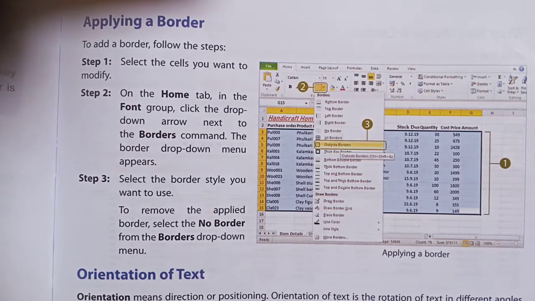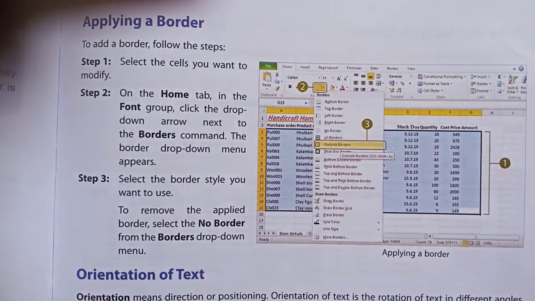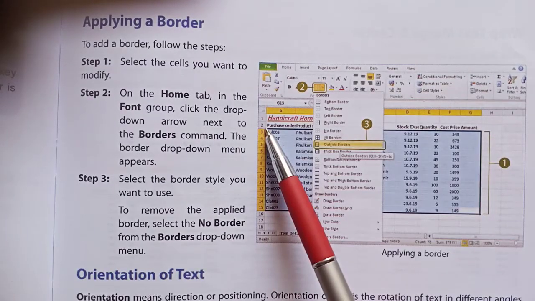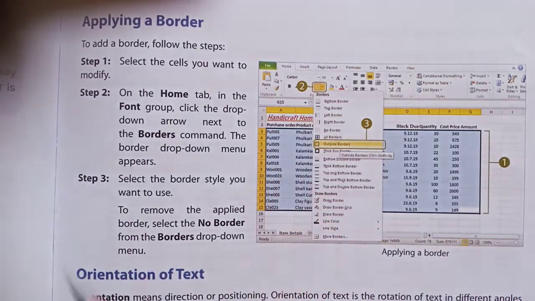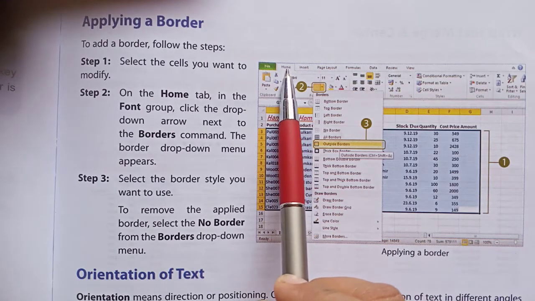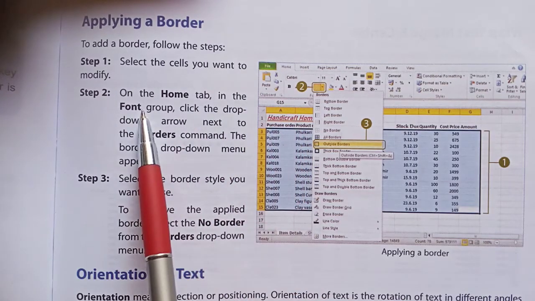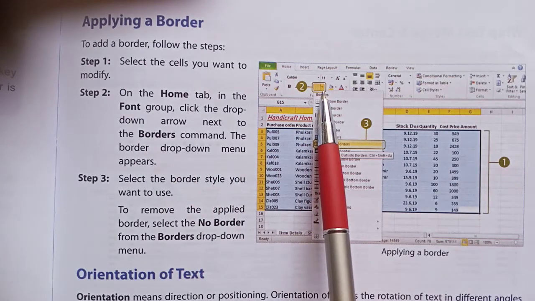Next, we are going to discuss how we can apply a border. For applying the border also, first we need to select the cells where the border is to be applied. As you can see, it is done in the book. The cells are selected, and then again we need to go to the Home group. In the Home group, we go to the Font group, and in the Font group we have the border. This is the icon for the border.